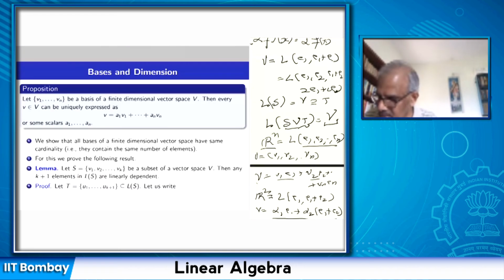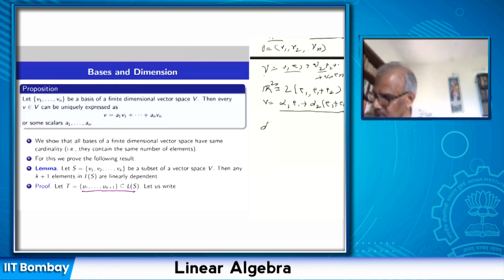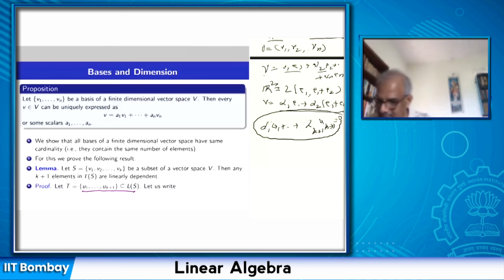Yeah, I take k plus 1 vectors in the linear span of S, and I want to show that these k plus 1 vectors are linearly dependent. That means I must produce a non-trivial linear combination alpha 1 u1 plus ... plus alpha k plus 1 u(k plus 1) equal to 0. Somehow I have to produce a non-trivial linear combination of u1, u2, up to u(k plus 1), which produces a 0 vector, assuming that the linear span of these k vectors is this space.